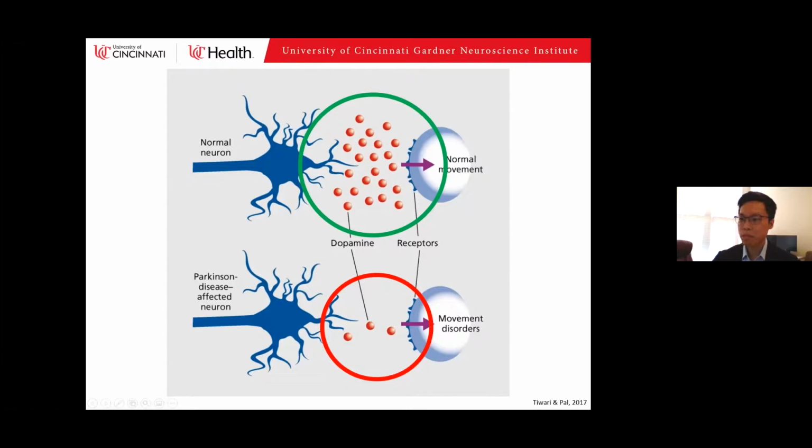So this top portion here would be someone without Parkinson's. You can see a nice number of these red dots, meaning there's a nice environment of dopamine used between the two cells. But in someone with a Parkinson's disease affected brain or neuron, there's just less of this dopamine.